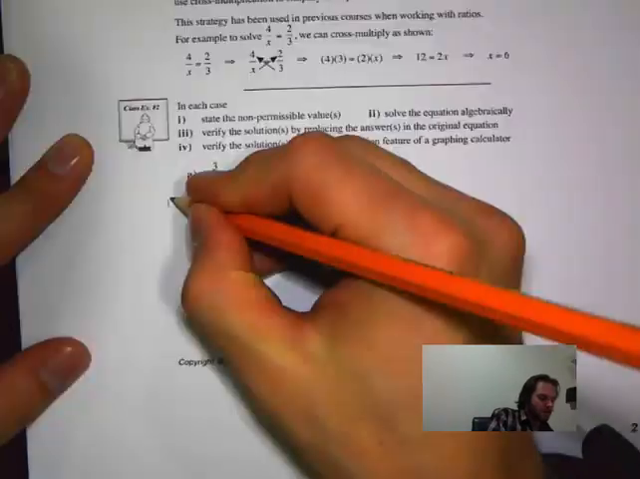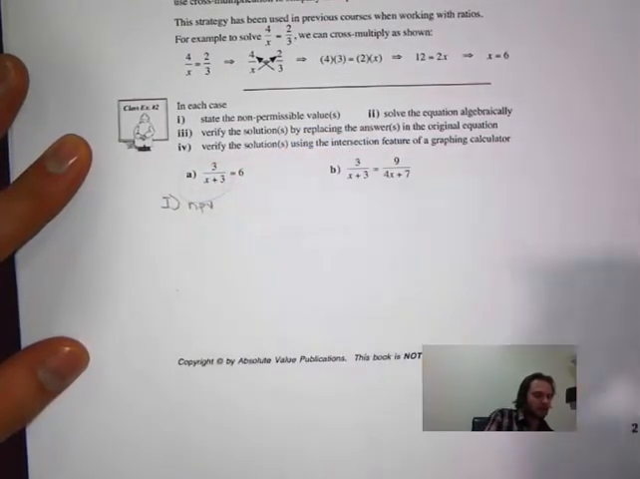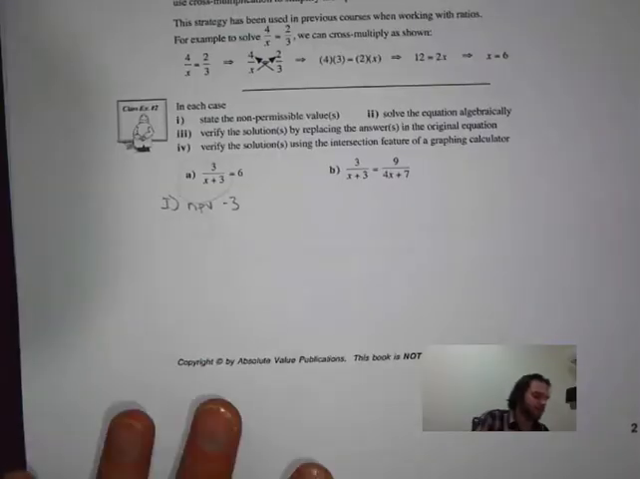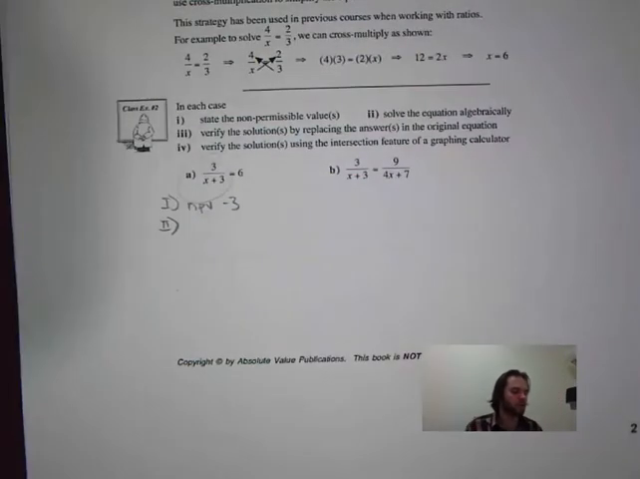So let's take a look at number 1 here. My non-permissible value is negative 3. X cannot equal negative 3. Now let's look at number 2. It wants us to solve. It says verify the solution by solving the equation algebraically. So a lot of you guys could do this here, but I'm going to solve it algebraically.